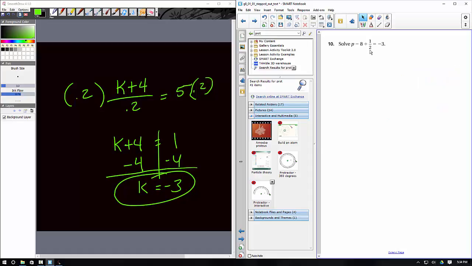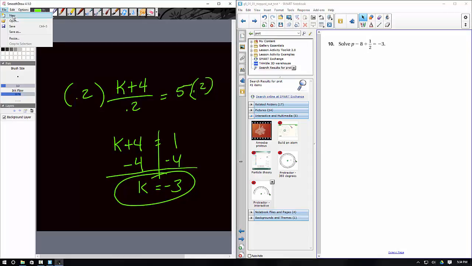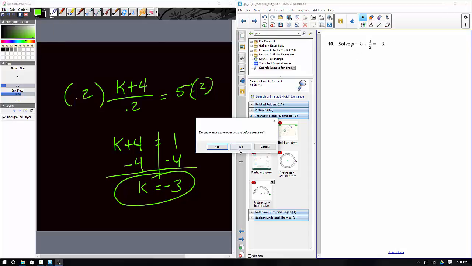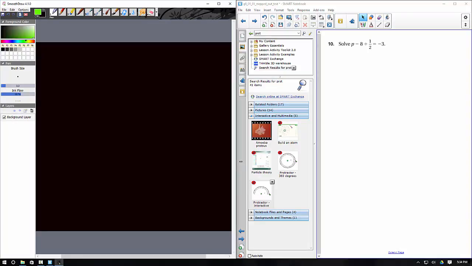Try doing this one. So again, I like writing it out. I don't like seeing it like this. It's harder for me. I don't know why. It's just harder for me to visualize. But if I have p minus 8 over 0.5, or 1/2, equals negative 3, this is much easier for me. I multiply both sides by 0.5, and then I will add 8 in this case to solve for it.